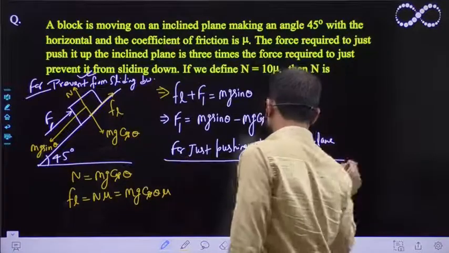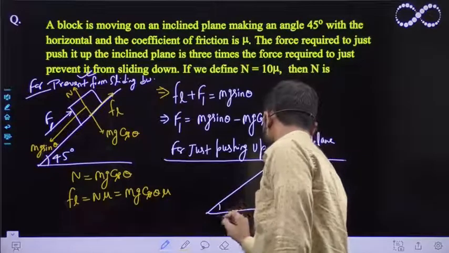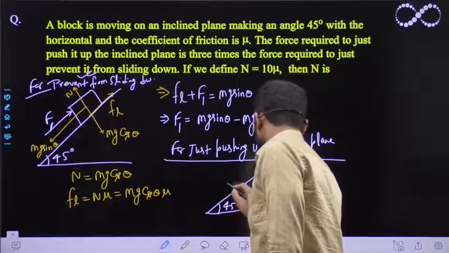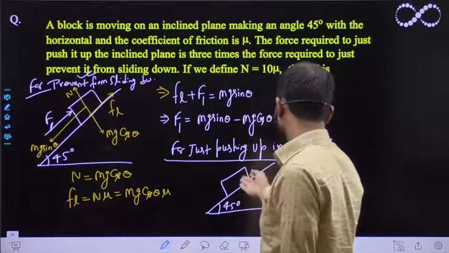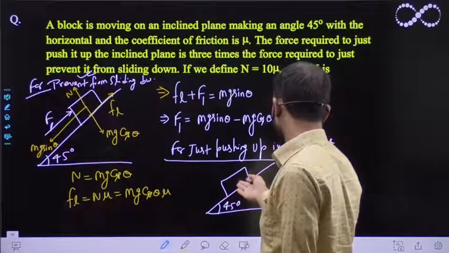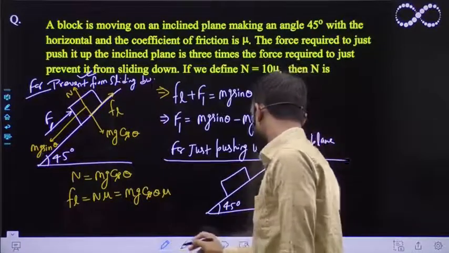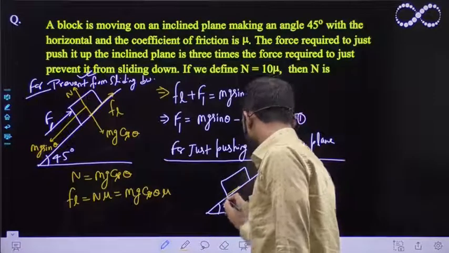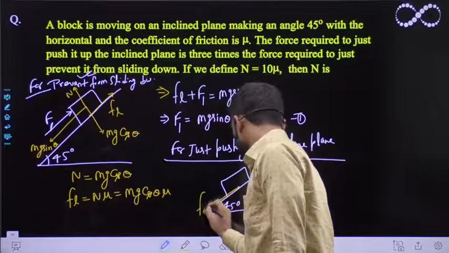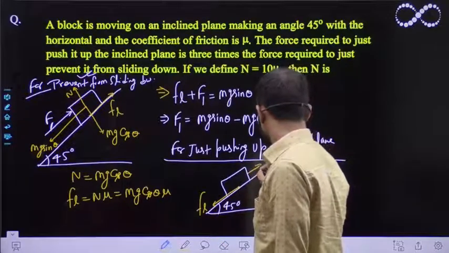Alright, so let us make the figure in this case once again. So this is a 45 degree incline, and let us say the block is kept here. Since the block is about to move in the upward direction, the limiting friction will act in the backward, downward direction, and the force is acting here this way.